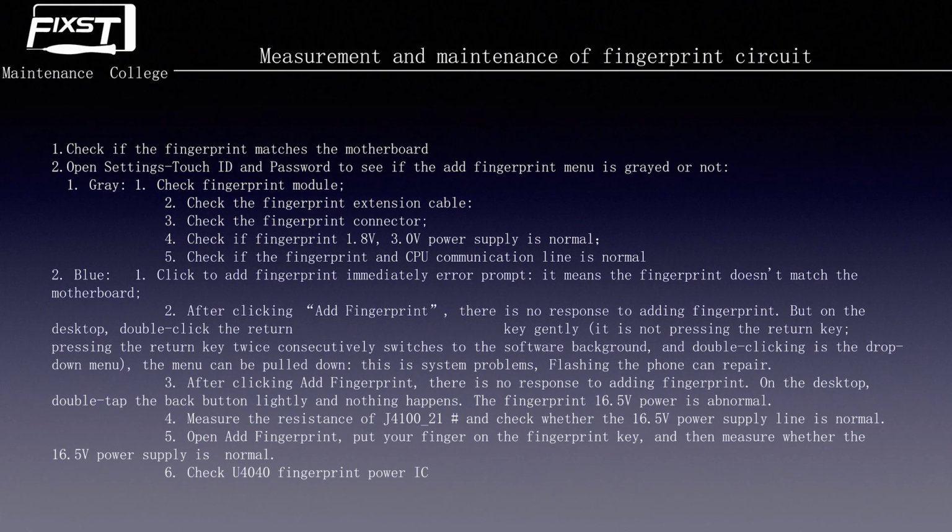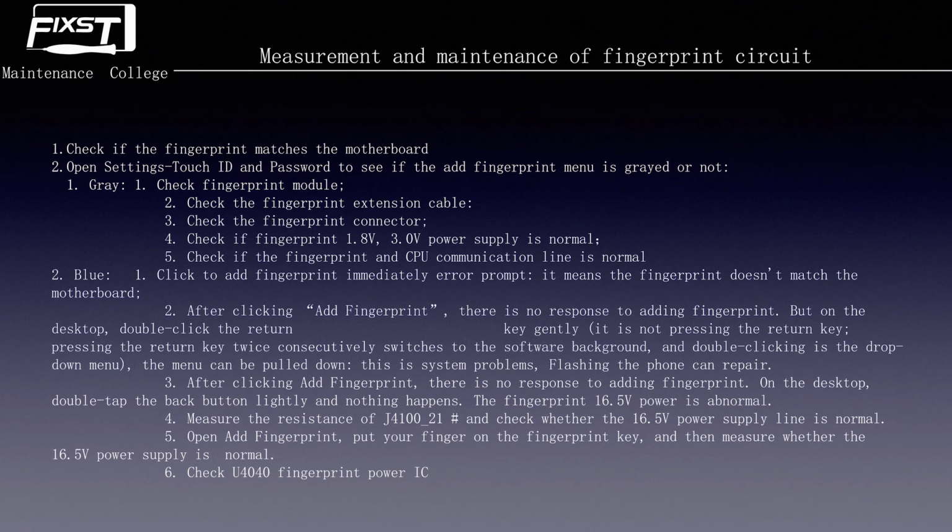When we repair the fingerprint, normally we will see 2 stages. When we open the settings to enter Touch ID and password, you will see that the fingerprint menu may be gray or may be blue. If the menu button color is gray, it means that the CPU has not detected the fingerprint. As you can see in the PowerPoint, when the color is gray, first we need to check the fingerprint model.